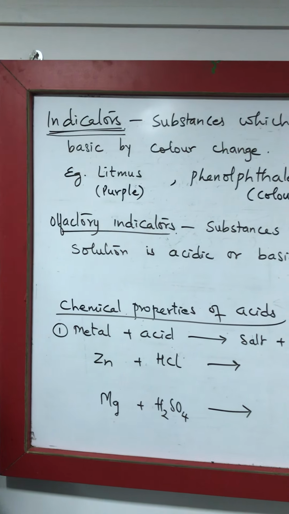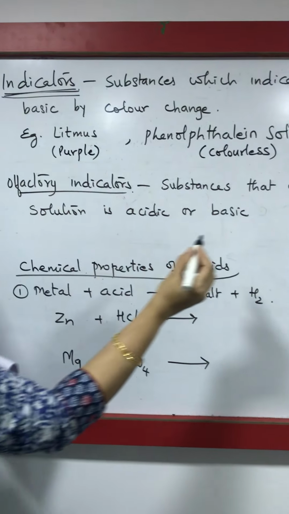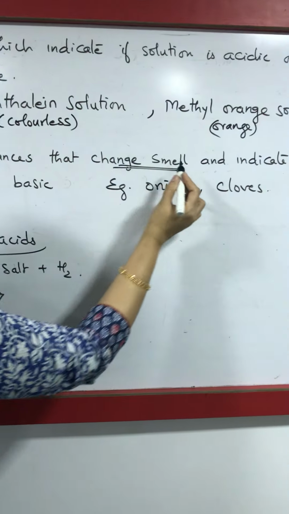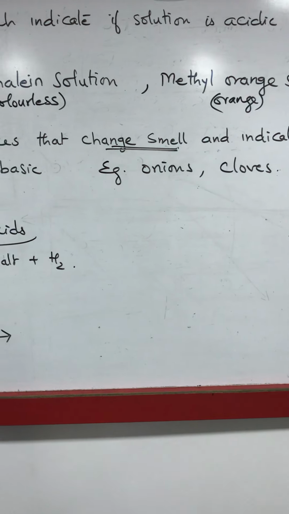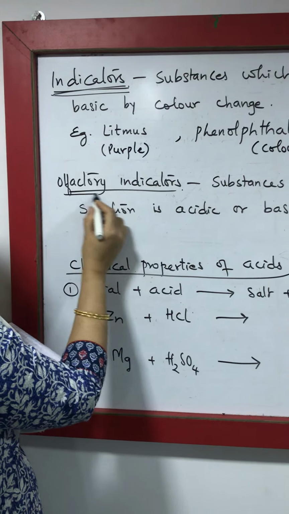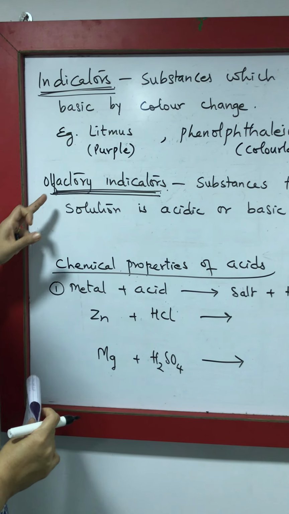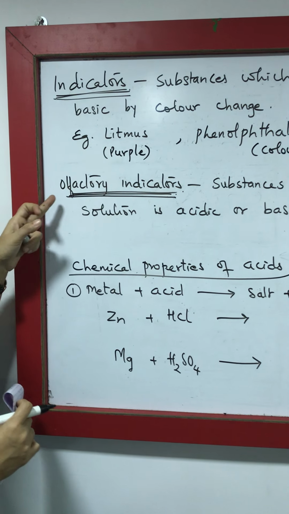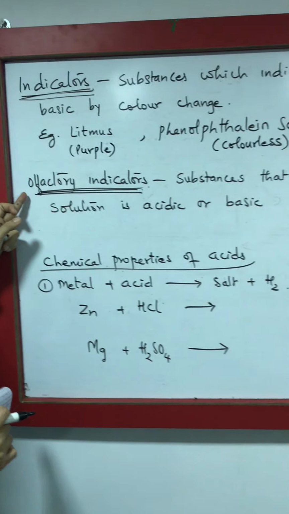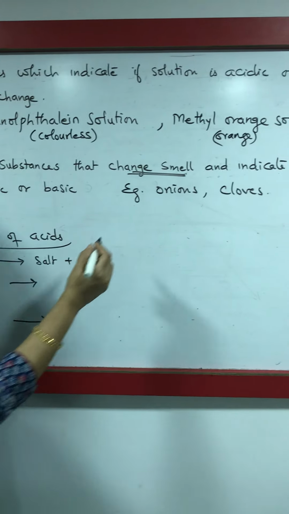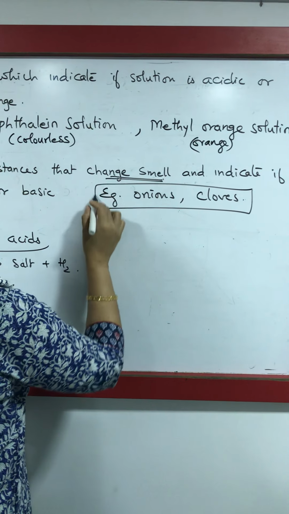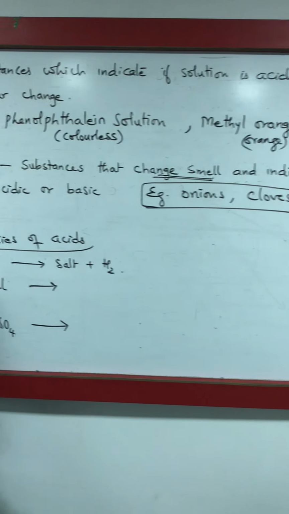indicators. Now there are certain substances whose smell will change when they are in acidic or basic medium. Then those substances that will change smell in acid or base are called as olfactory indicators. Examples of olfactory indicators are onions and cloves.